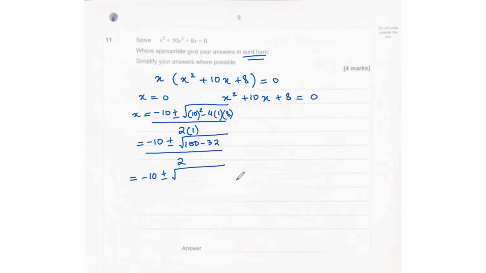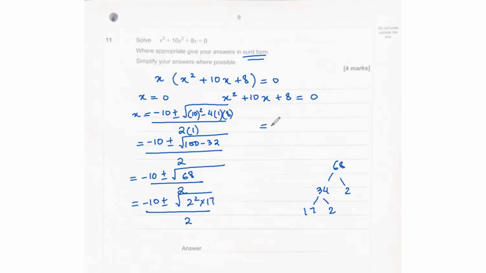100 minus 32 is 68. Now we prime factorize 68. 68 is 34 times 2, and 34 is 17 times 2. So we can rewrite 68 as 2 squared times 17 over 2.